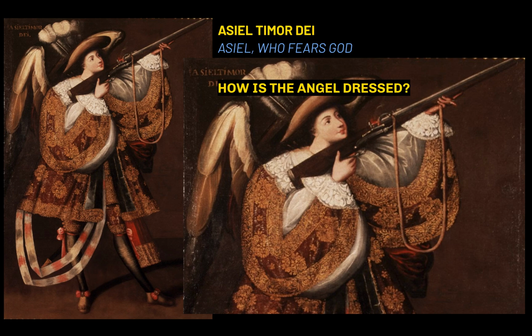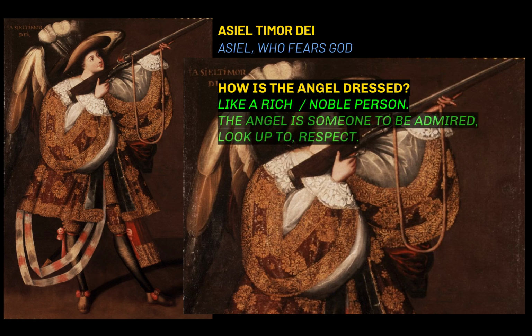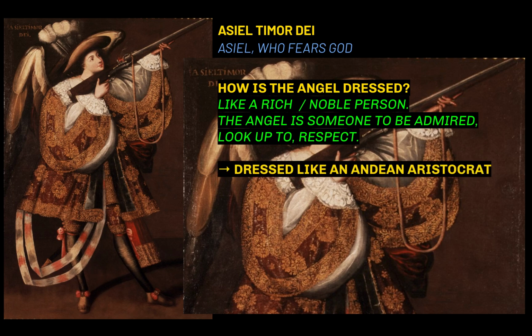So let's first talk about how this angel is dressed. He's dressed like a wealthy person, guys. Remember, angels are supposed to be androgynous, but he's rich. The angel is rich. The angel is dressed like a noble person. This is someone that in the New World, a lesser important person, a poorer person would look up to and respect and understand that they had money. So it's an image that you would acknowledge and be respectful of.